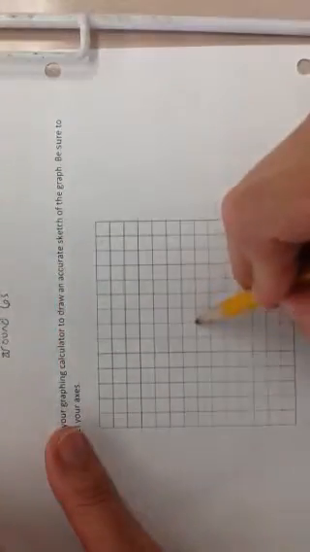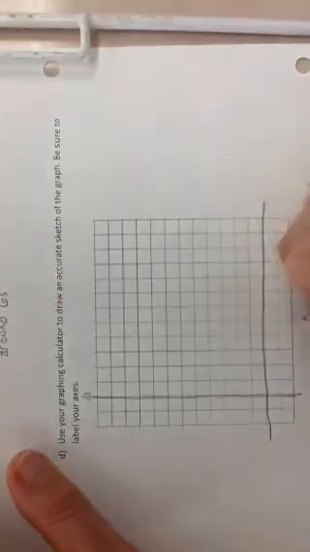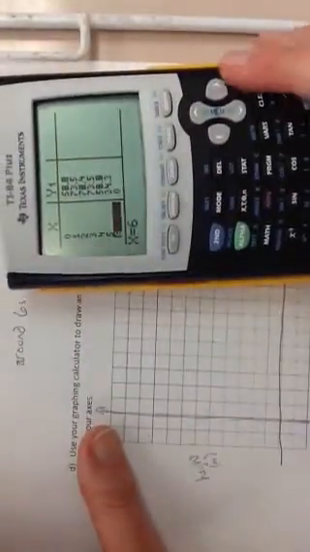So be sure to label my axes. You guys, I don't need to put the origin right in the middle. Most of the important stuff of my graph is happening in the first quadrant, okay? This is time in seconds, right? This is height in meters, okay? And we want to get an accurate sketch.